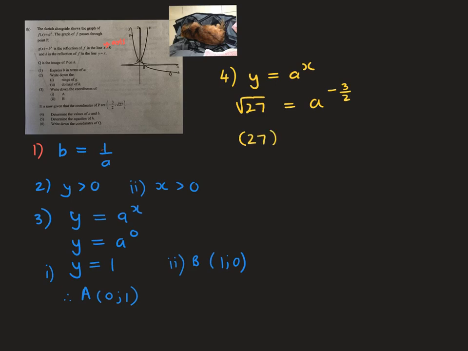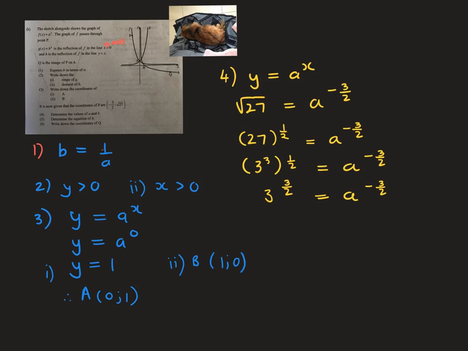Root 27 we can rewrite as 27 to the half, right? And 27 is the same as 3 cubed. So we get to this point. We get 3 to the power of 3 over 2 is equal to a to the negative 3 over 2.